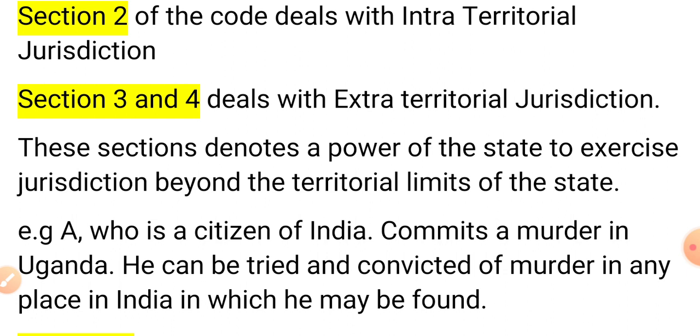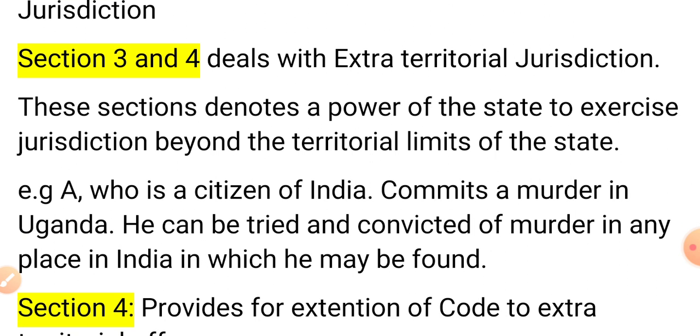Section 3 and 4 talks about extraterritorial jurisdiction. Extraterritorial jurisdiction means that if a person has committed an offense beyond the territorial limits of the state, the provisions of the code would be applicable on him. For example, if a person is a citizen of India and he committed a murder in Uganda, he can be tried and convicted of murder in any place in India in which he may be found.